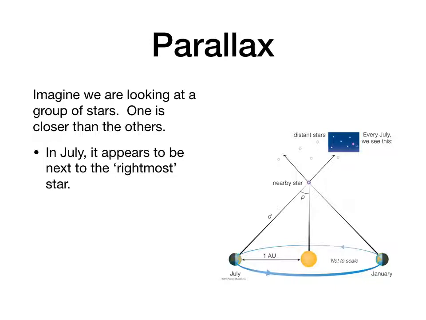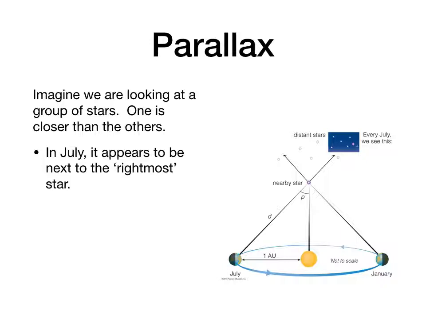This is not a scale picture. But we have the Earth's orbit, 1 astronomical unit from the Earth to the Sun, and we're looking at a group of stars, and we've color-coded the one we're going to focus on in purple. Now, that group of stars is some unknown distance d away. Stars are much farther away than the Sun is. The distance between the Earth and the star and the distance between the Sun and the star are pretty much the same. All right, so let's observe this star.